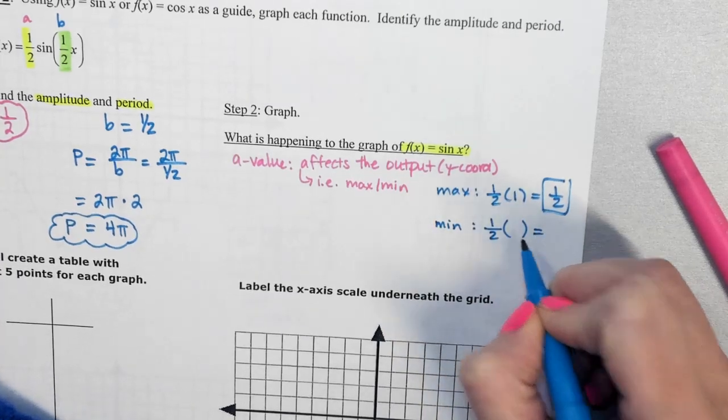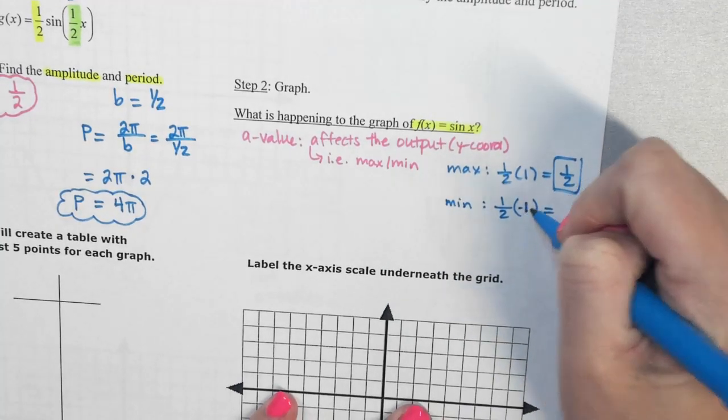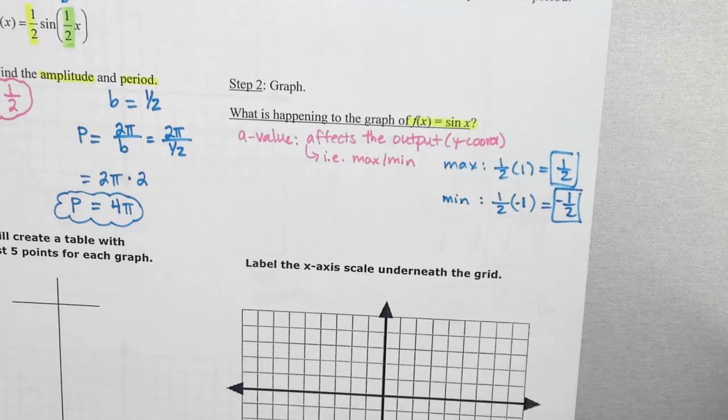So what is the minimum value for the sine function? -1. So if your A value is -1/2, what it does is it changes your minimum to -1/2.